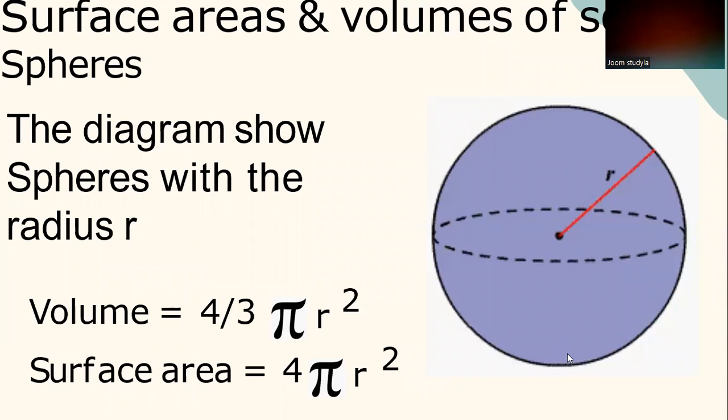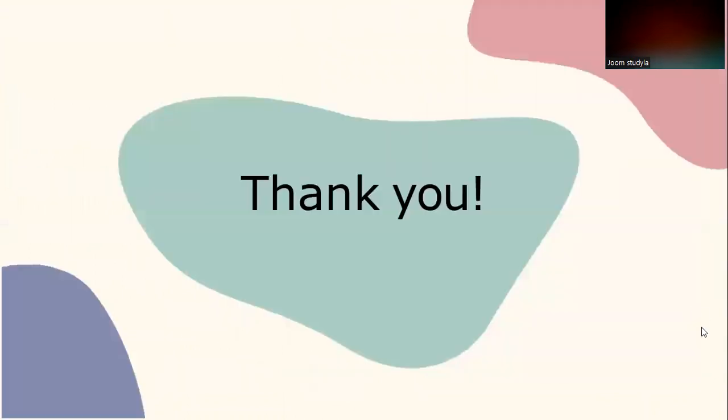This is a sphere. The diagram shows a sphere with the radius r. You see the radius r. The volume is 4/3 pi r to the power of 3, and the surface area is 4 pi r to the power of 2. This is the formula for the sphere to calculate volume and surface area.